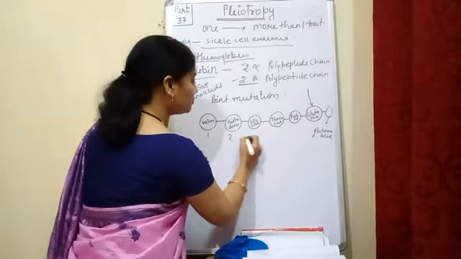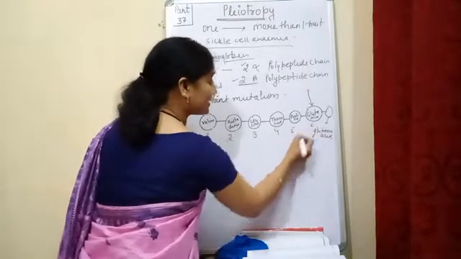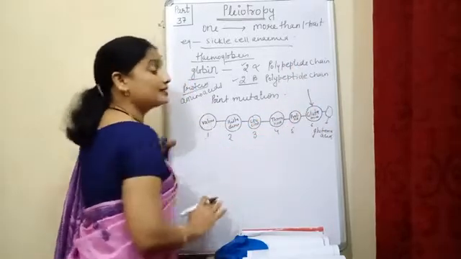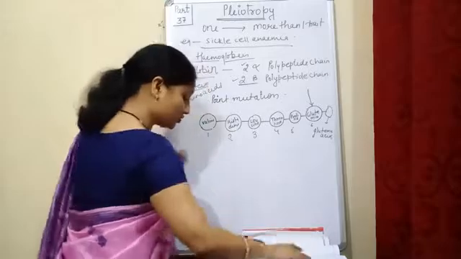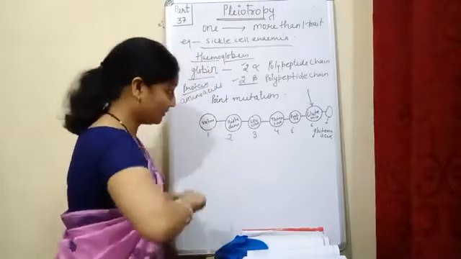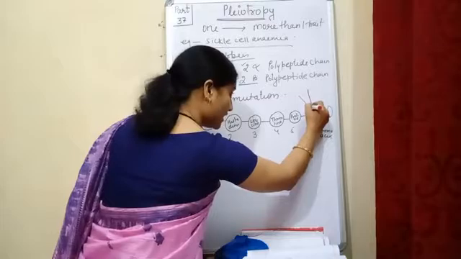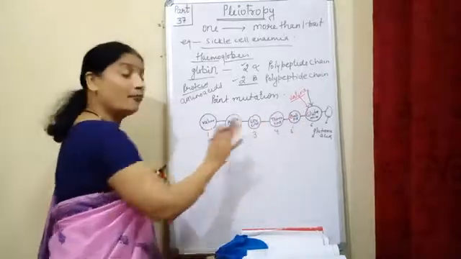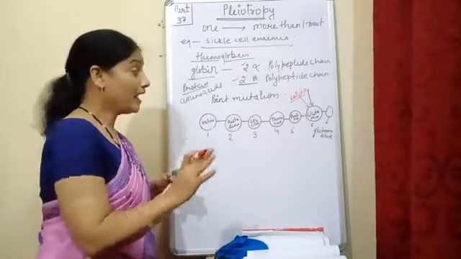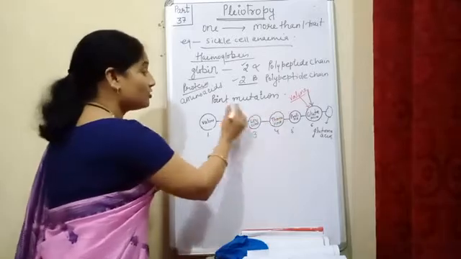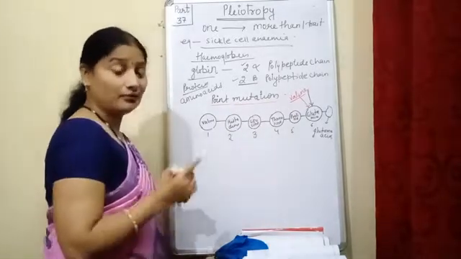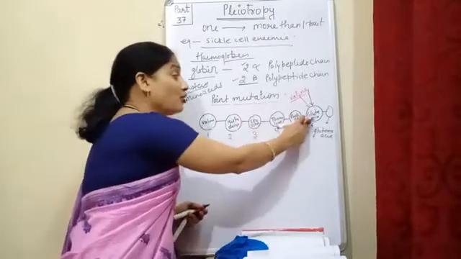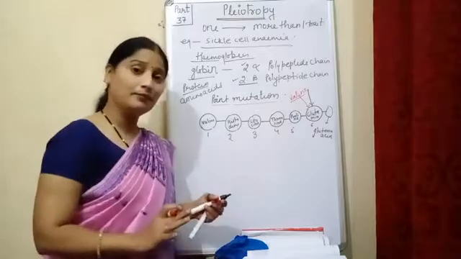Suppose this is 1, 2, 3, 4, 5, 6. At the sixth place of the polypeptide chain, the amino acid glutamine is changed into valine. Okay, what to write? Suppose this is changed and there is the presence of valine. Now this is only a point change. Clear? And if it is a point change, we can call it a point mutation, because mutation means a sudden change in the gene. And if there is a point change, then we can call it a point mutation.